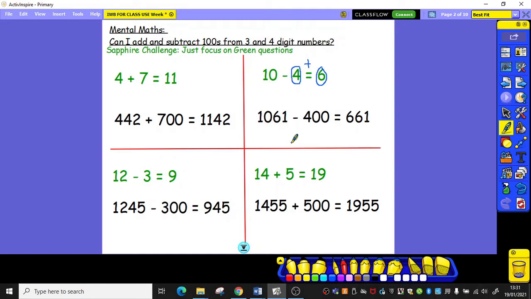Now, if I was going to be subtracting 300 from 1245, I know my answer is going to be 900 and something, because effectively 12 lots of 100 subtract 300 is 900, or 1200 subtract 300 is 900. And similar to last week, because I've got 45 in the tens and ones column, but I haven't got anything in the tens and ones column here, my 45 will remain.